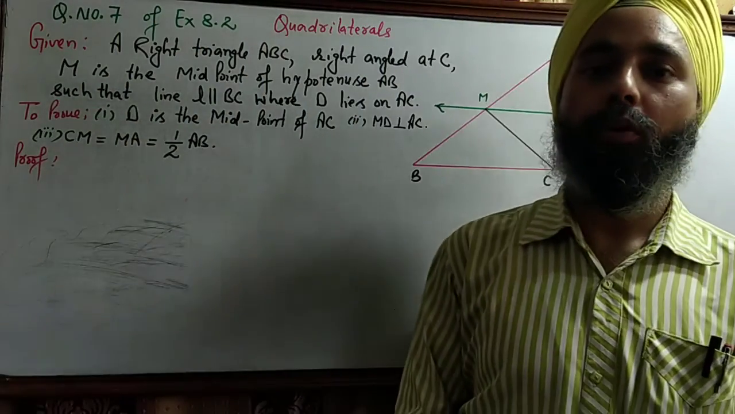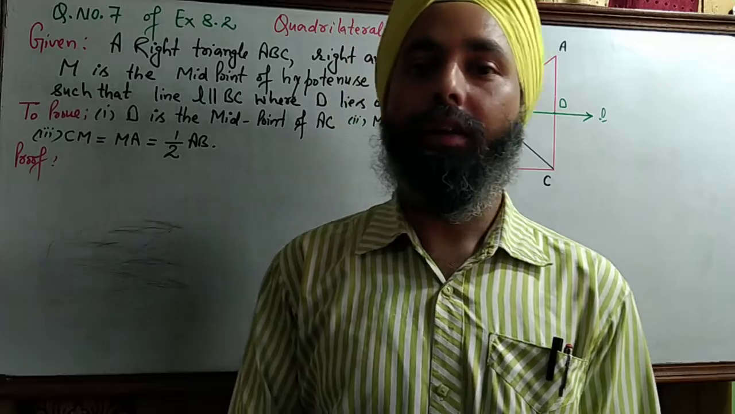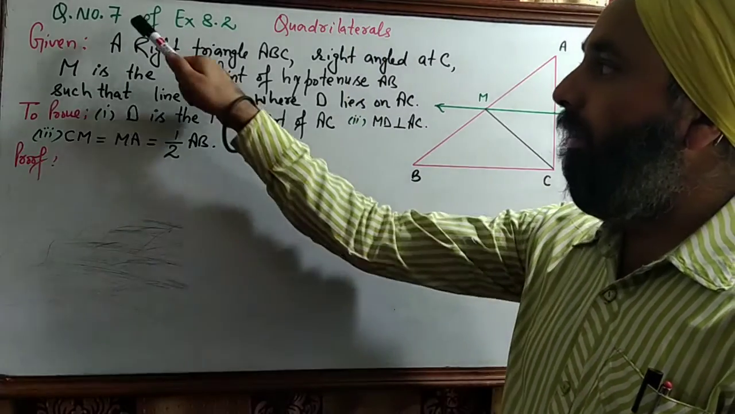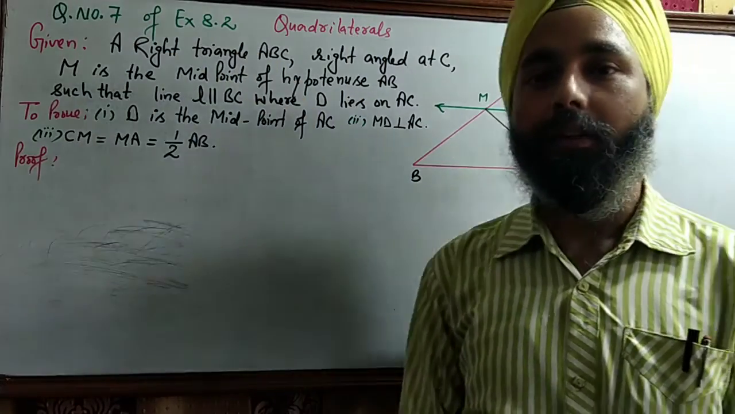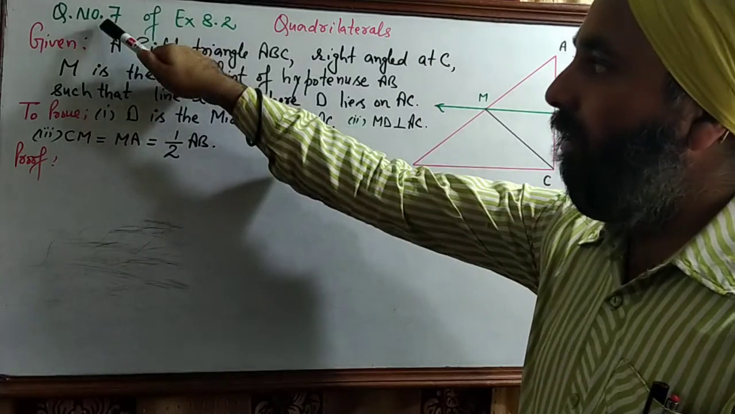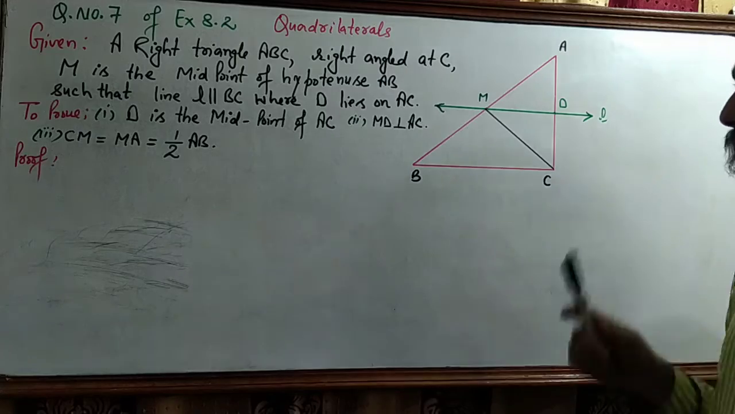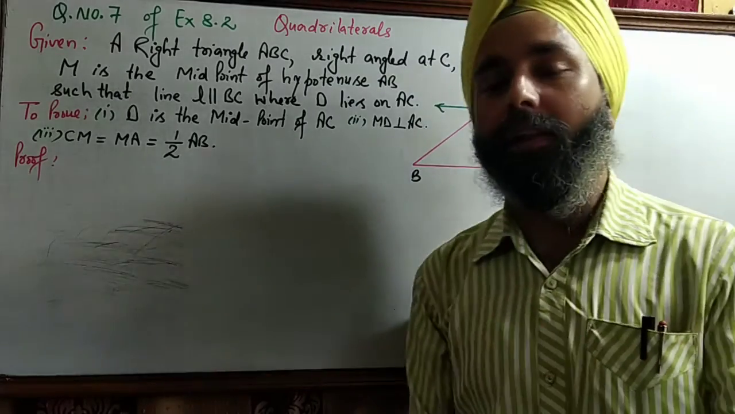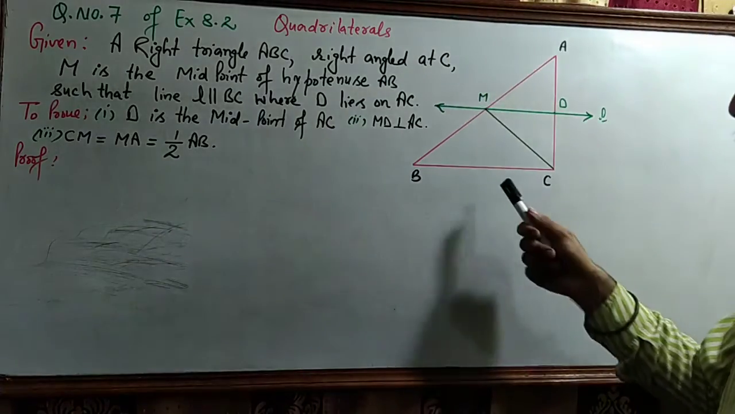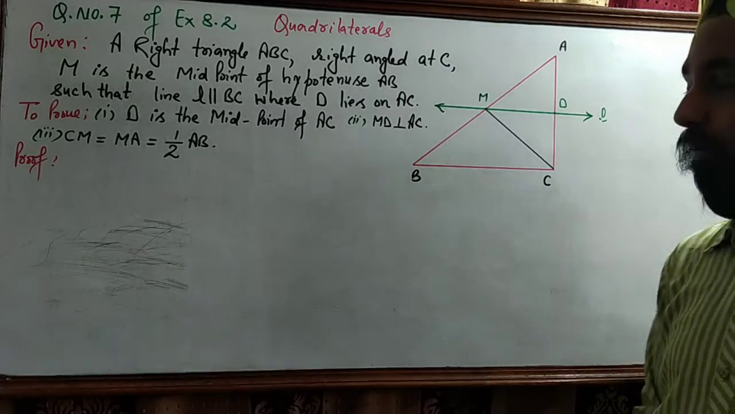Today we are going to solve the last question of the quadrilaterals chapter, that is question number 7 of exercise 8.2. With this, the exercise and the chapter will be complete. Now this one is a sporting figure. The figure is not given in the exercise, that's why you have to construct it by yourself. You have to draw it by yourself.